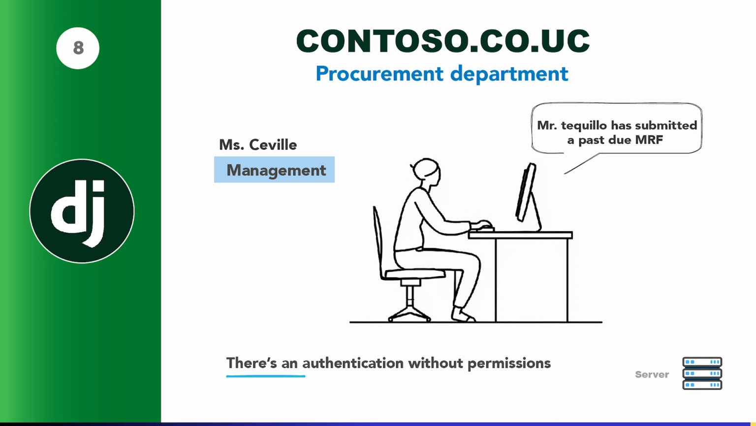Okay, so we have Mr. Sevi. Mr. Sevi gets a notification from the system that Mr. Tequila has submitted a requisition for material requisition form. And what's happening in this scenario, we do have authentication on the system without authorization or permissions. This is where authorization comes into play. So we have to fix it.